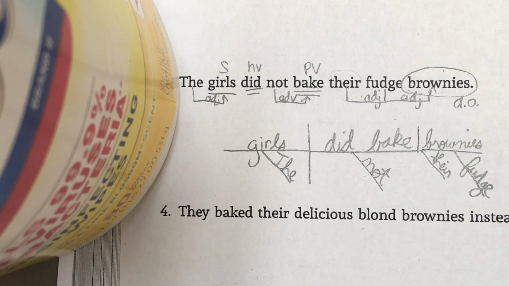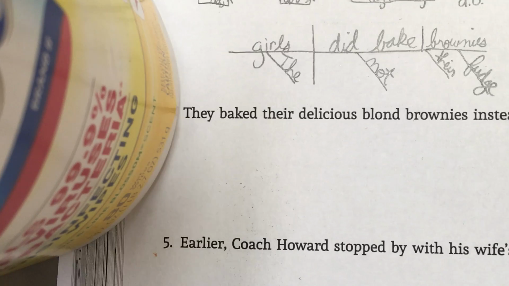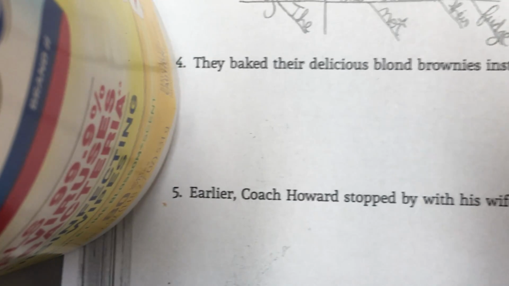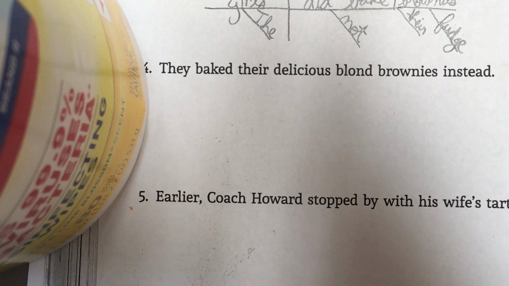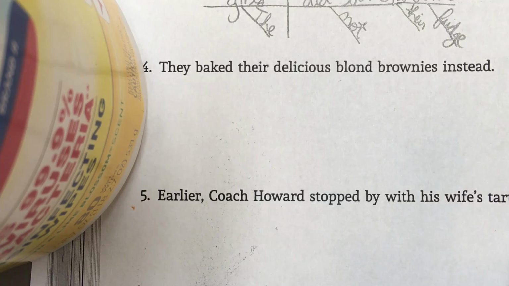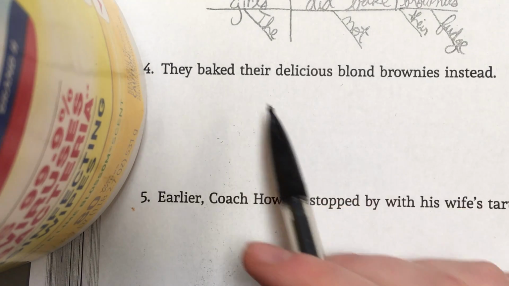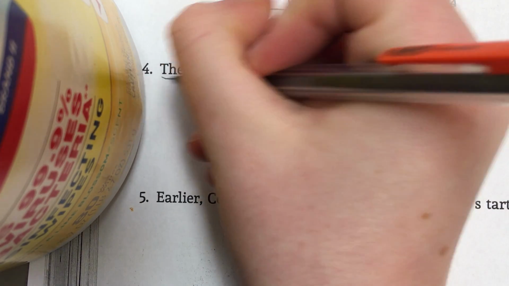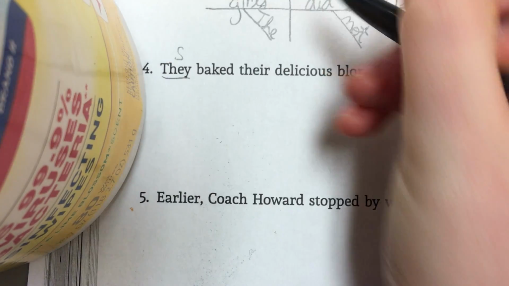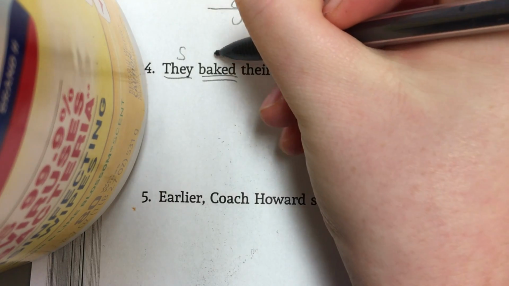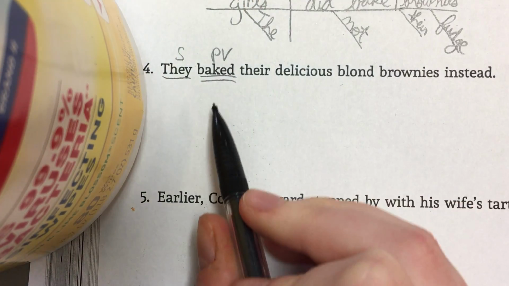Now let's move on to another sentence. Let's see if I can fit this whole thing in. They baked their delicious blonde brownies instead. Ooh, a continuation of the story. Let's look for our subject. We have they as our subject. What's our verb? What are they doing? They're baking. So baked is our verb.